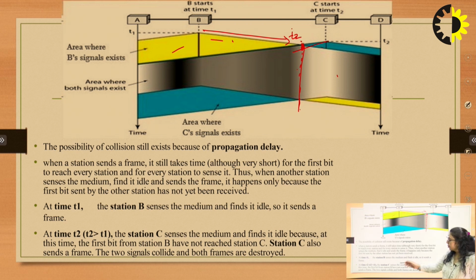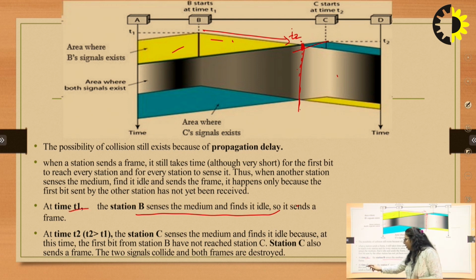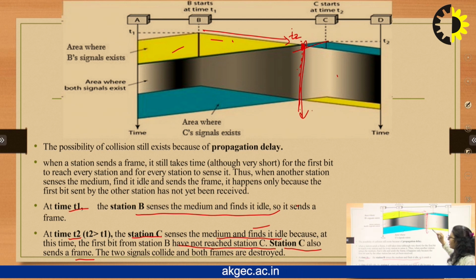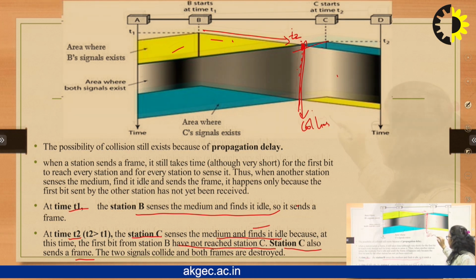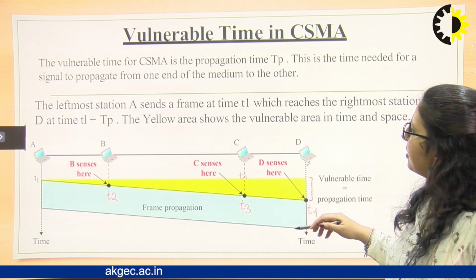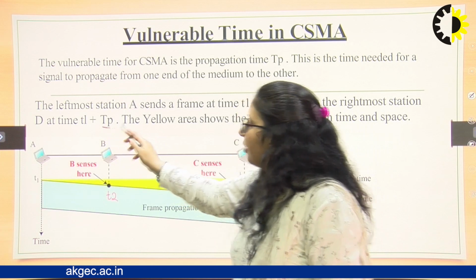As shown here, station B starts sending the data because it finds the medium idle. At time T2, station C finds that the medium is idle and sends the data, but B's data has not reached station C. Station C also sends a frame, so two signals collide and both frames get destroyed. So this is the collision point where both the frames get destroyed.